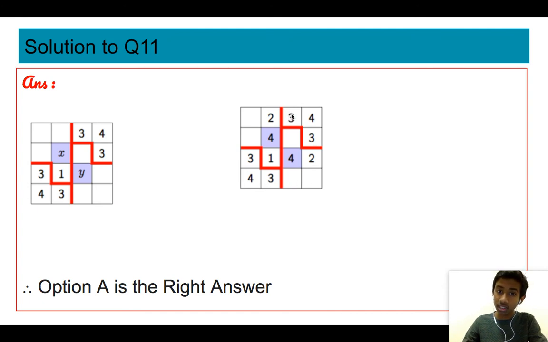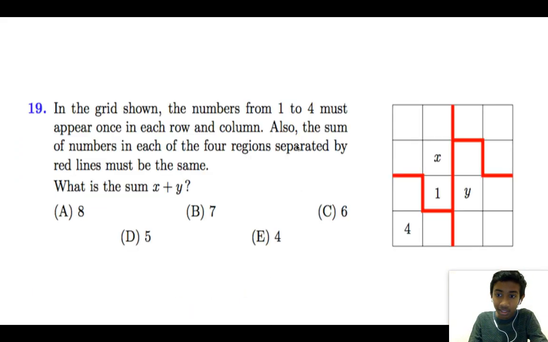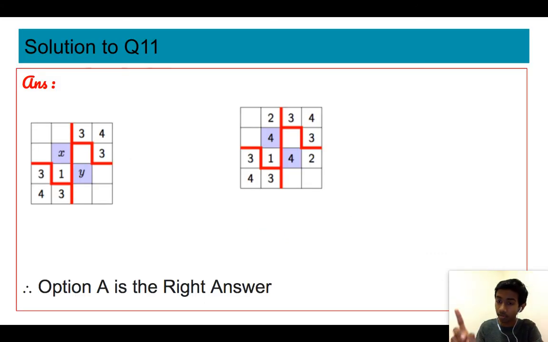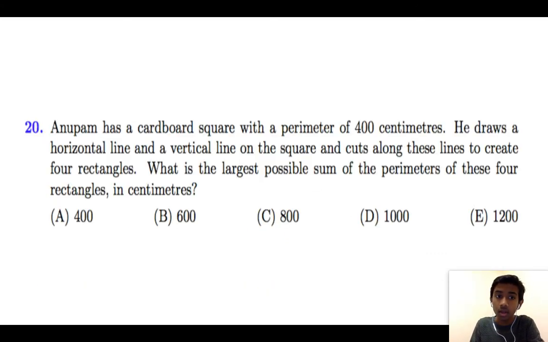So that's how we basically figure out the whole thing, guys, and then you'll come to know that x and y are 4 and 4. Now basically 4 plus 4, easy addition, gives us 8. So 8 is option A, so therefore option A is the right answer. Okay, guys, coming to the last question. Lucky last.